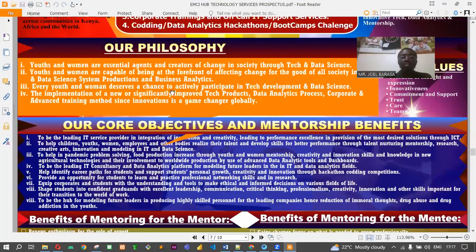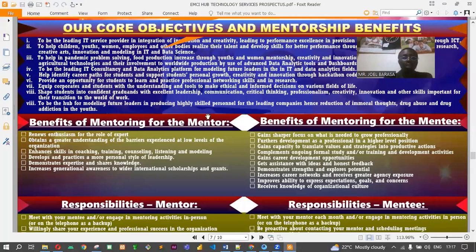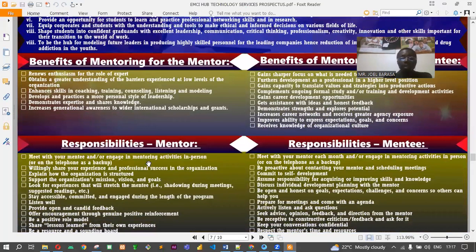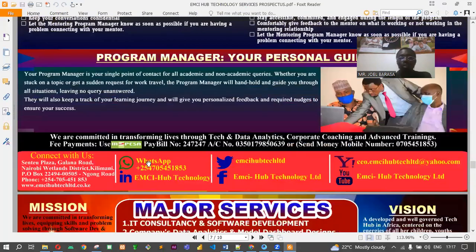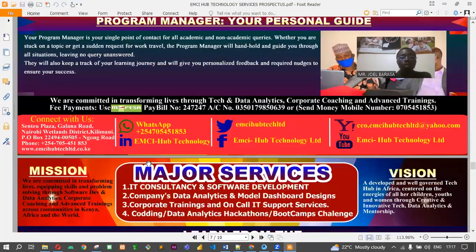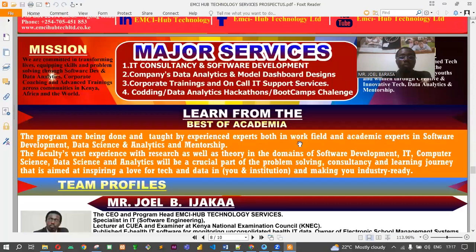Every youth and woman deserves a chance to actively participate in tech development and data science development and to grow in different fields. We have so many things. We have benefits of mentoring to both mentors and mentees, and so on. Then the responsibilities of the mentors. If you also want to become a mentor with us, you can join us so that we grow together. We do corporate trainings and mentorship for different companies. You have direct contact with us so that you can grow very well.